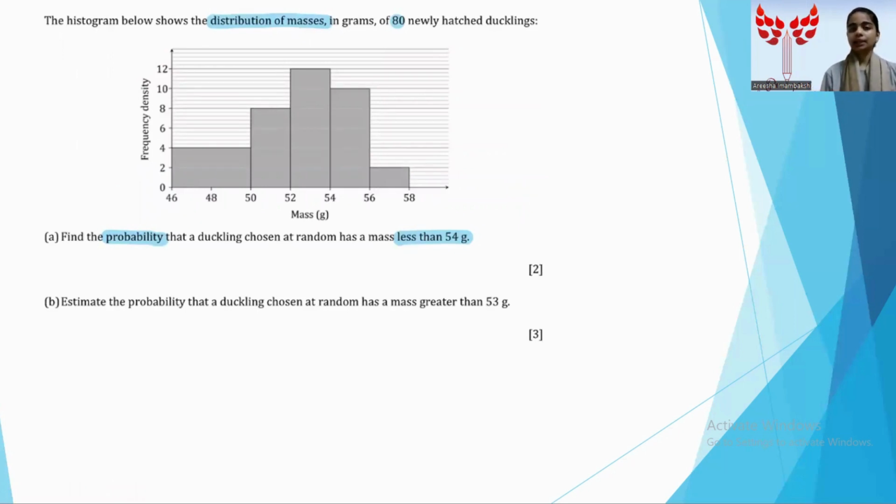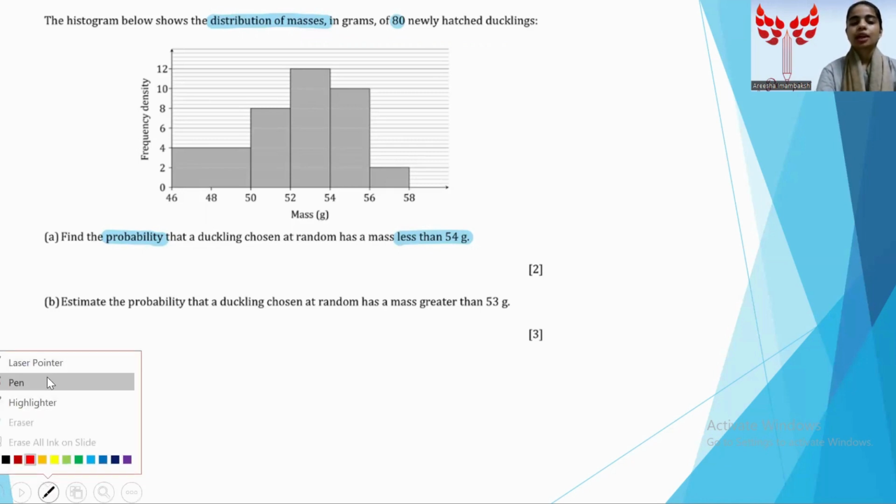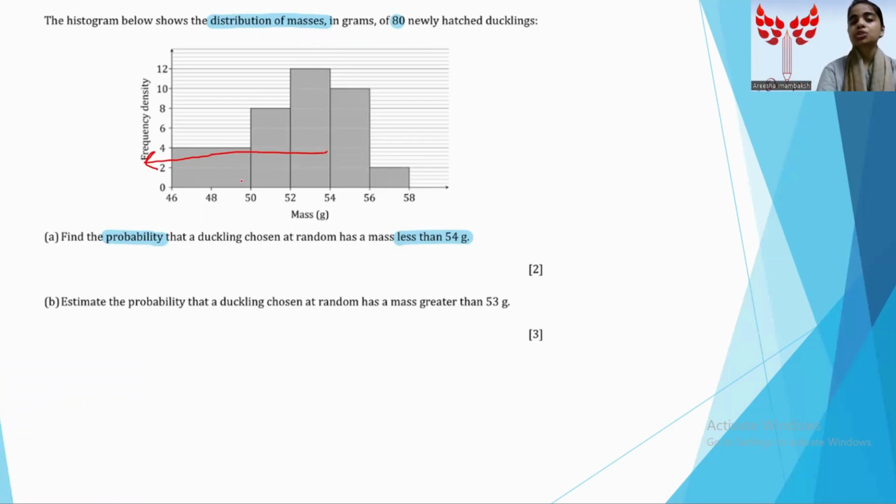Now, we have understood the topic of probability, right? And let's try to figure this out. Find the probability. The histogram below shows the distribution of masses in grams of 80 newly hatched ducklings. Find the probability that a duckling chosen at random has a mass less than 54 grams. Now, when you are looking at less than 54 grams, you're actually looking at this whole part. So you would want to take the probability of all of this, from 46 to 50, right?